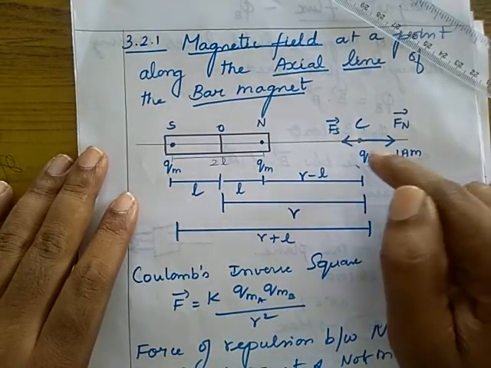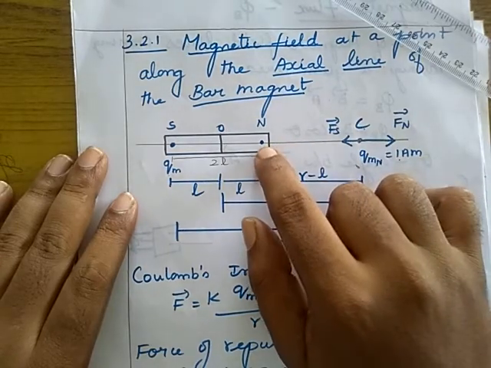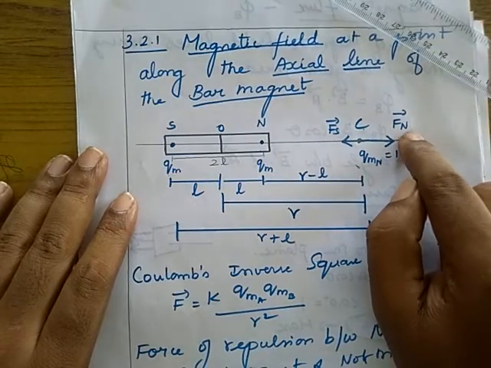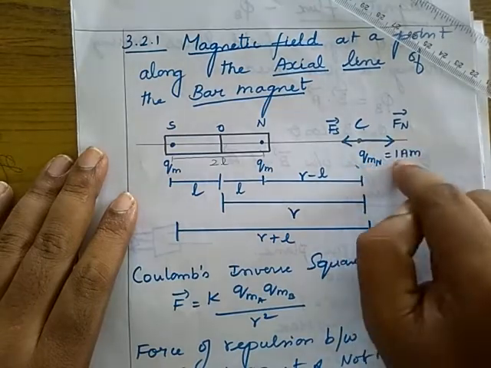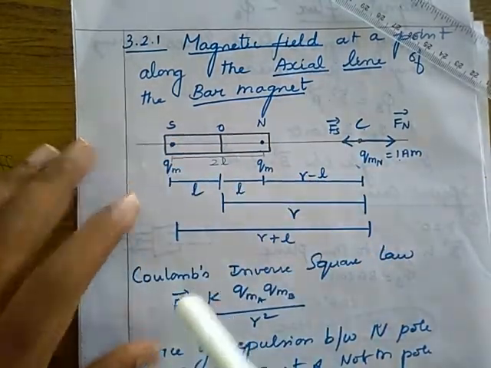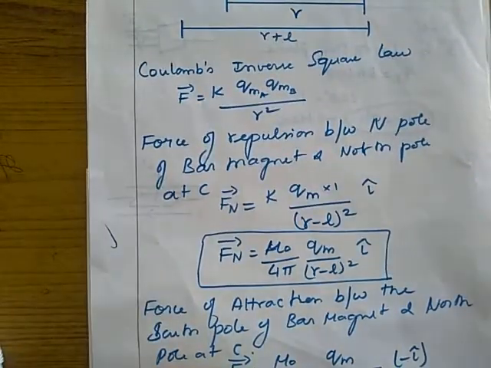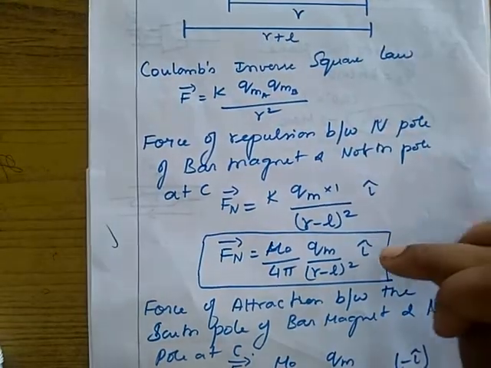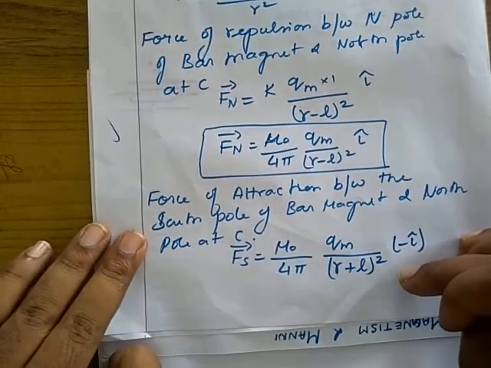Then it experiences a force of repulsion due to this north pole, so it will move in this direction. This force is represented as Fn. Here Fs is the force experienced by the unit north pole due to the south pole of the bar magnet. The force of repulsion between the north pole of the bar magnet and the north pole at the point C can be represented as this one. Then the attraction force can be represented as this one.